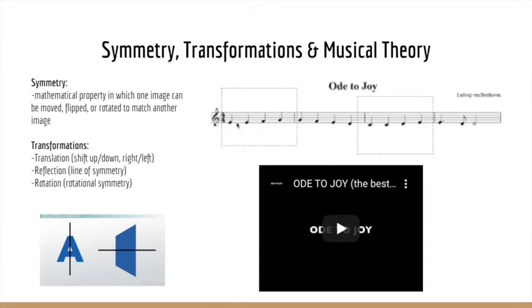So this pattern repeats right here, except it's shifted down 2 units. So you can think of this like a translation down. Just to show you what you're hearing, I'm going to play just a little piece of Ode to Joy, and I want you to listen for that translation down 2 units. That's going to be between the first and the third measure.